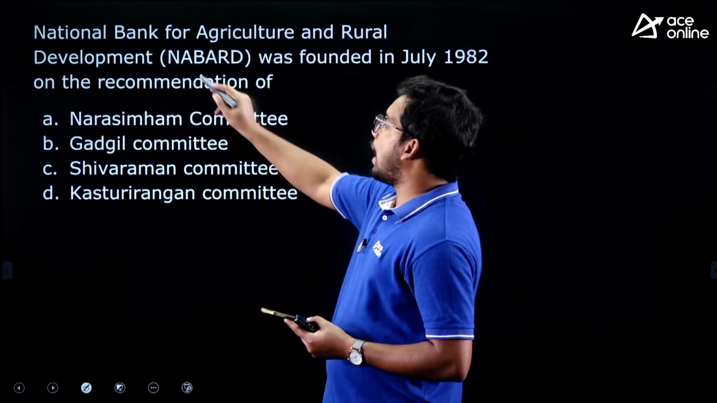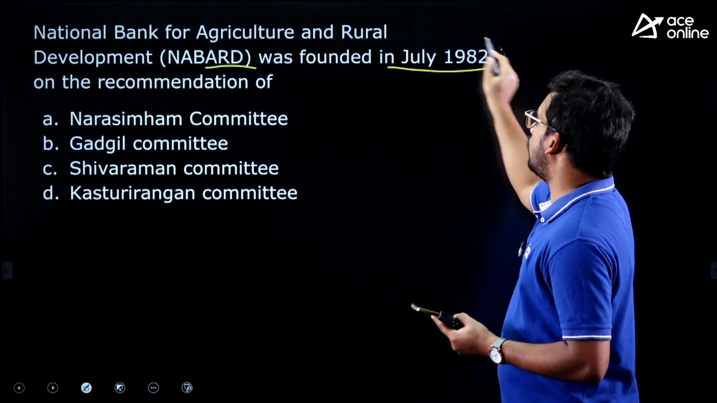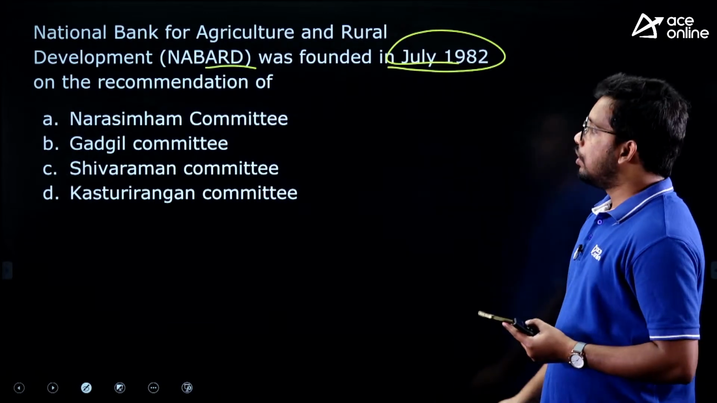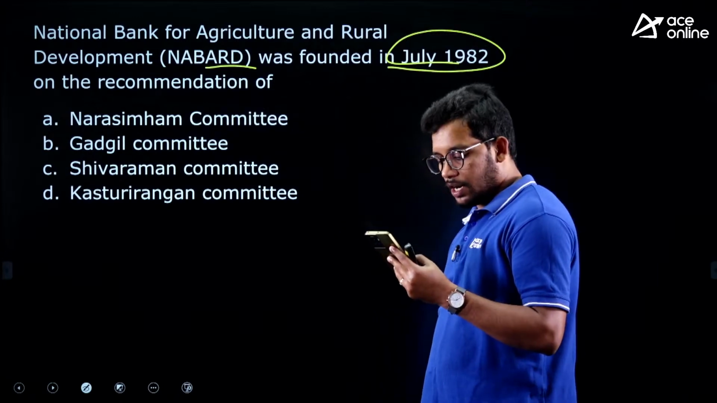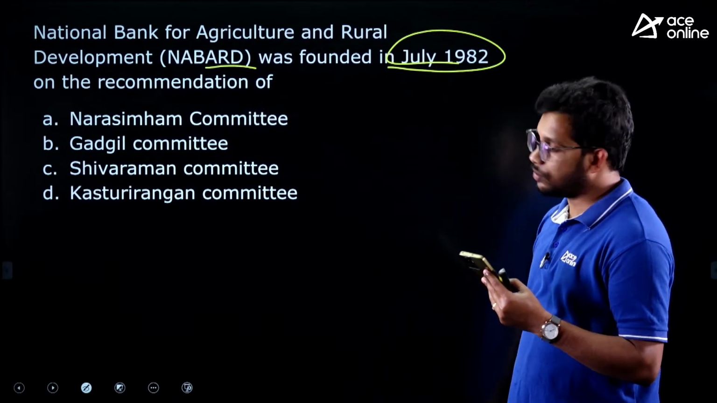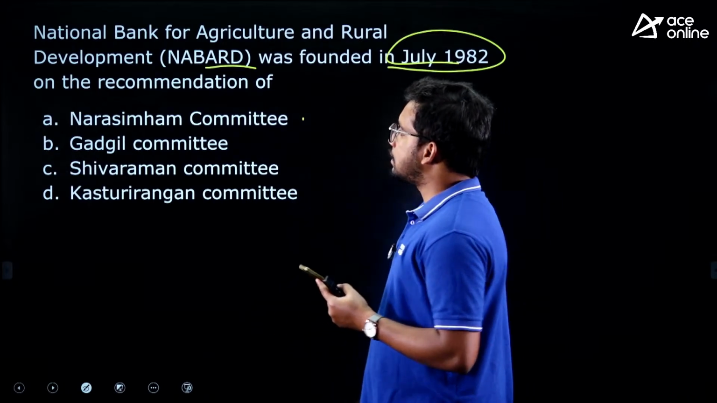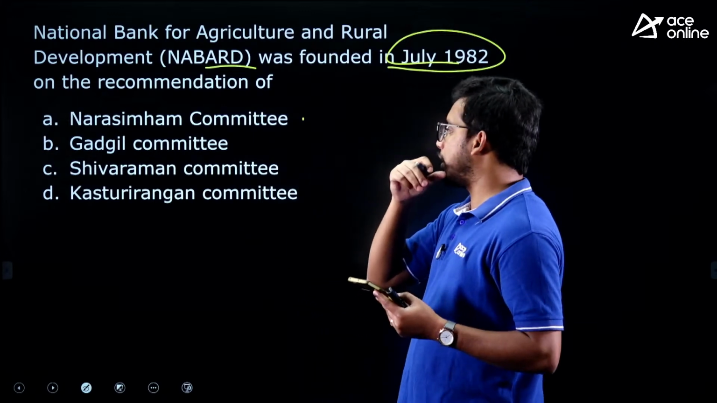Next question: NABARD, the National Bank for Agriculture and Rural Development, was founded in July 1982. This was formed on the recommendation of which committee? Jahnavi and Inforeader have answered it correctly. Very good. Under which committee's recommendation was this formed? Narsimham Committee, Gadgil Committee, Shivaraman Committee, Kasturi Rangan Committee.